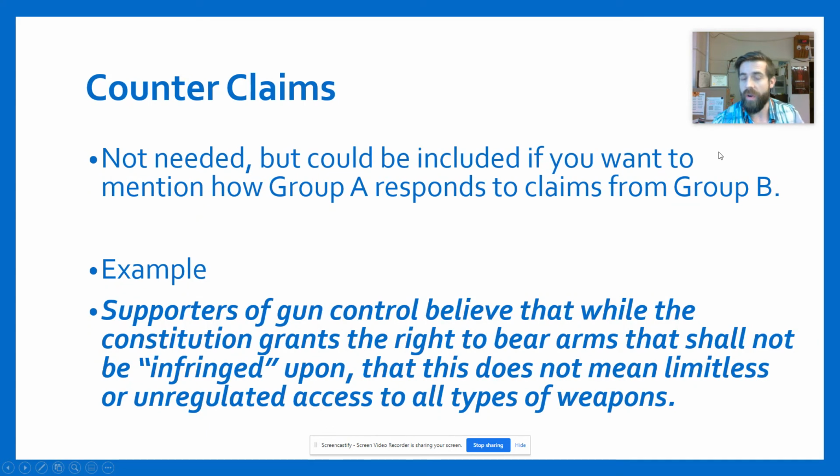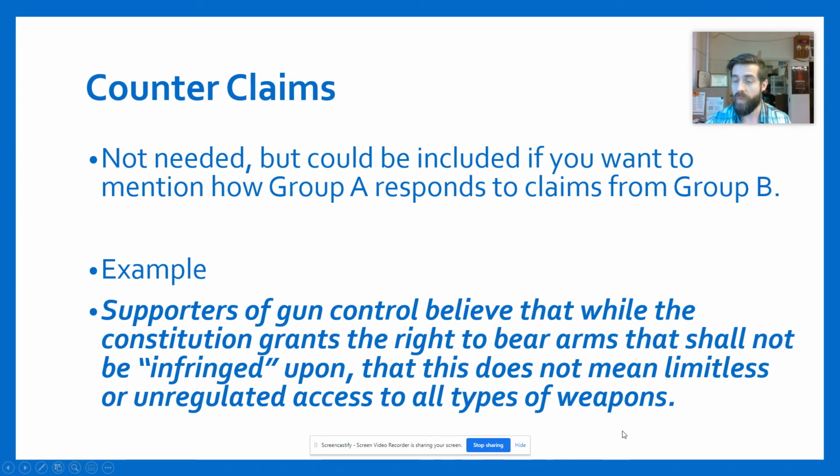And then lastly, or I guess second to last, you could include a counterclaim in this section of your paper. You don't necessarily need to, since you're going to be fully explaining both sides of the argument, but it could be helpful. So for example, I could include a line like this. So supporters of gun control believe that while the Constitution grants the right to bear arms, that shall not be infringed upon, that this does not mean limitless and unregulated access to all types of weapons, right?